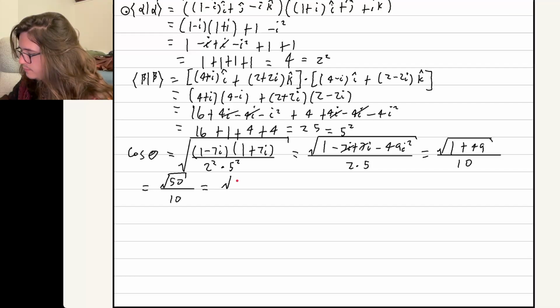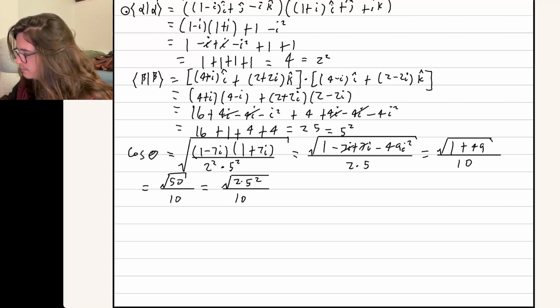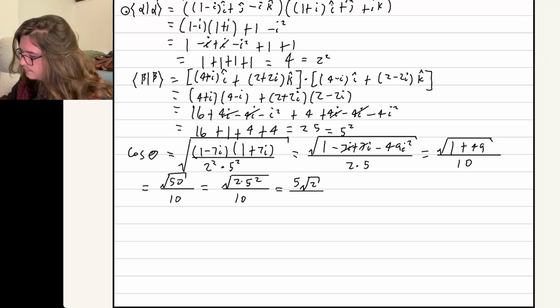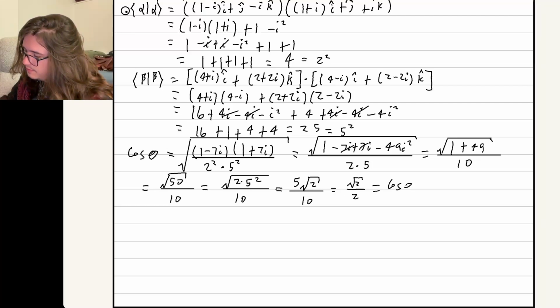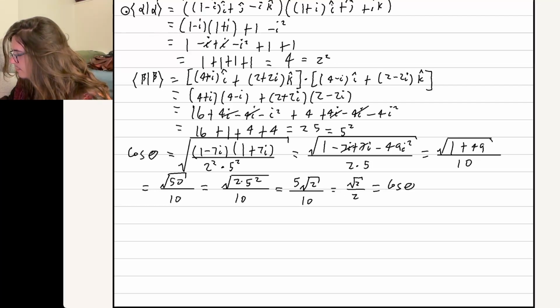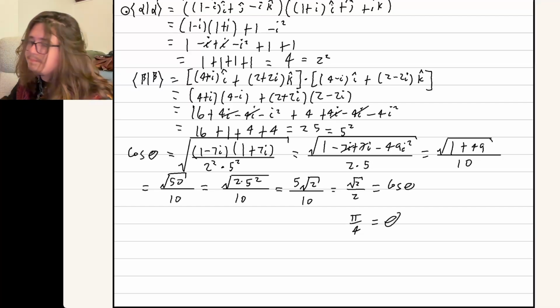But we know that root 50 is just root of 2 times 25, which you can write as 5 squared, and that's over 10. So we can factor the 5 out of the radical, so we just have 5 root 2 over 10. And then reduce the fraction and get root 2 over 2. So that's cosine theta, and then we know from probably pre-calculus, you've done this before, inverse cosine of root 2 over 2 is just 45 degrees or pi over 4 radians. And that's going to be your angle. All right.